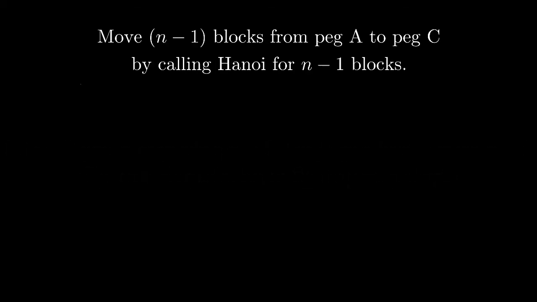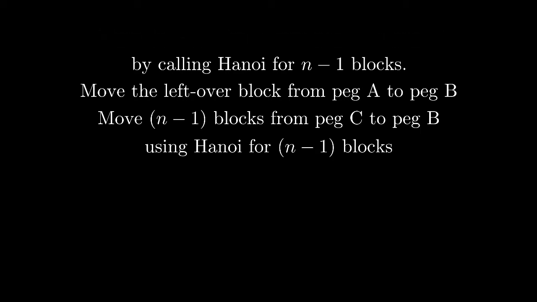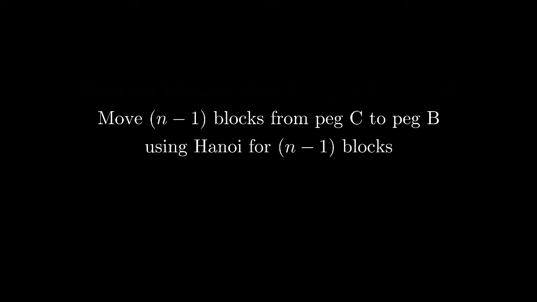You would want to move n-1 blocks from peg A to peg C by calling Hanoi for n-1 blocks, and then move the leftover block from peg A to peg B, then move n-1 blocks from peg C to peg B by calling the function again for n-1 blocks.